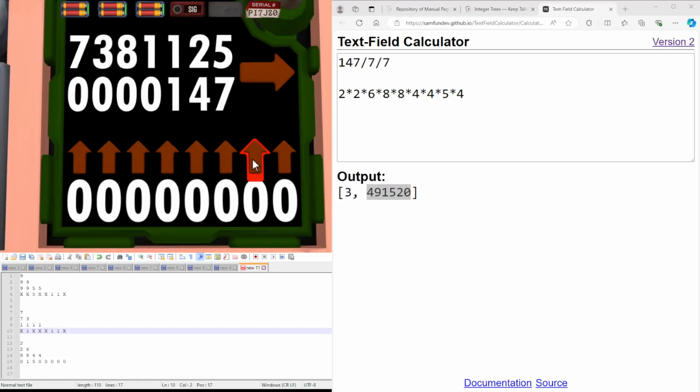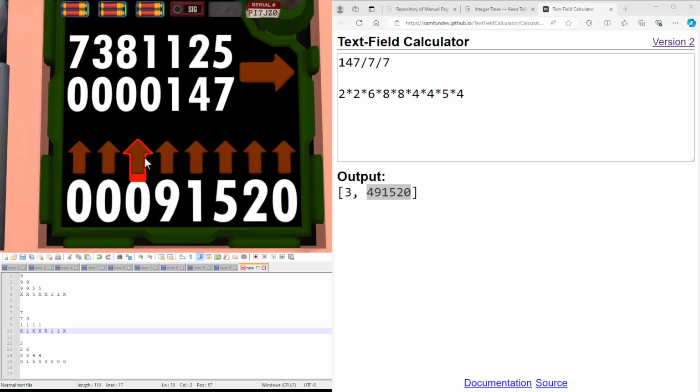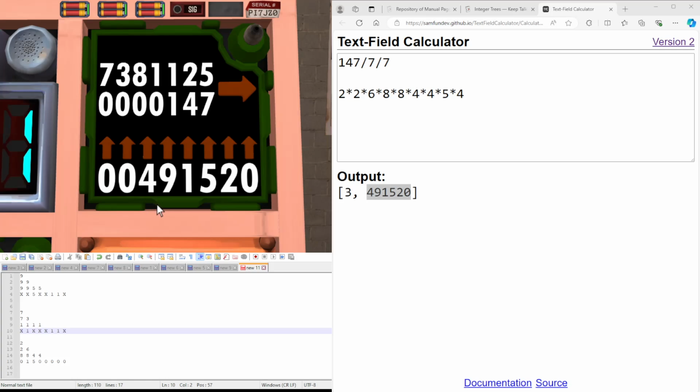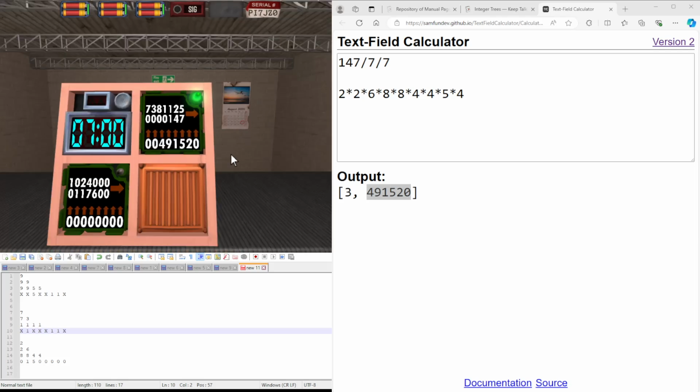So that's going to be 2, 5, 1, 9 here, and 4 here. So our inputs could be 491,520, and if we got it right, we get ourselves a module.